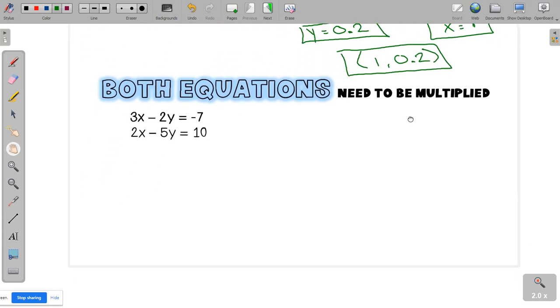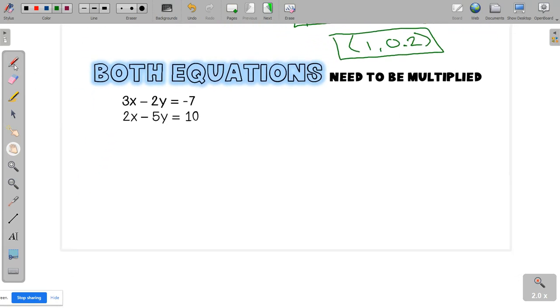Now let's look at the next example. We have 3x minus 2y equals negative 7. 2x minus 5y equals 10. If you look at the x's here, 2 or 3 cannot become 2 by multiplication, and 2 cannot become 3 in multiplication. And if you look at the y's, the same thing. 2 cannot become 5 by multiplication, and 5 cannot become 2 in multiplication.